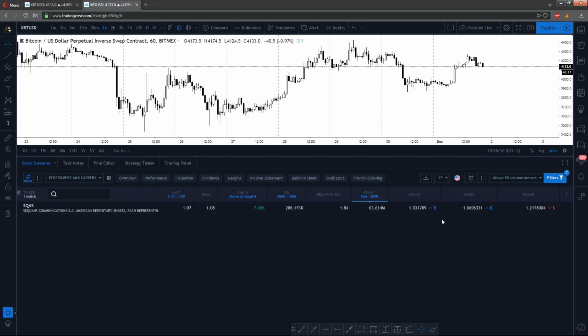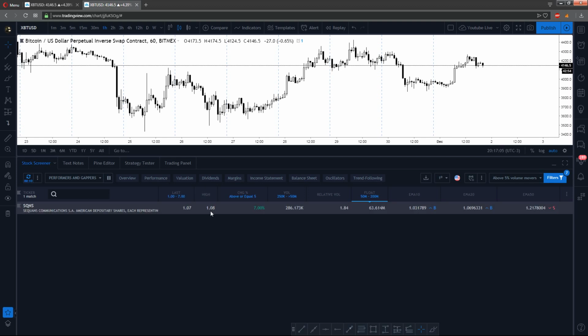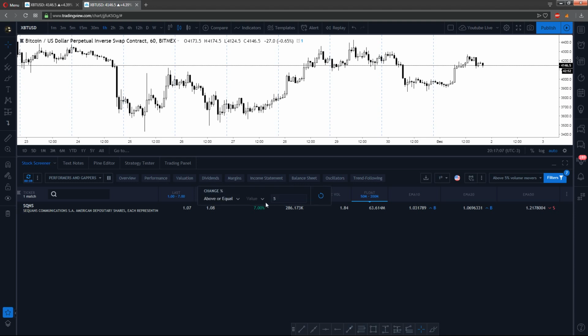So once you have these laid out, then you want to add in some filters. So what filters I use is, you go to the last, you want to do between $1 and $7. That's what I look for. You can do whatever you want to look for. But if you're trading penny stocks the way that I do, I look for 1 to 7. The high, you don't need a filter. Change percentage, you want above or equal to 5. So you want stocks that are doing well. You want stocks that are up 5% or higher.